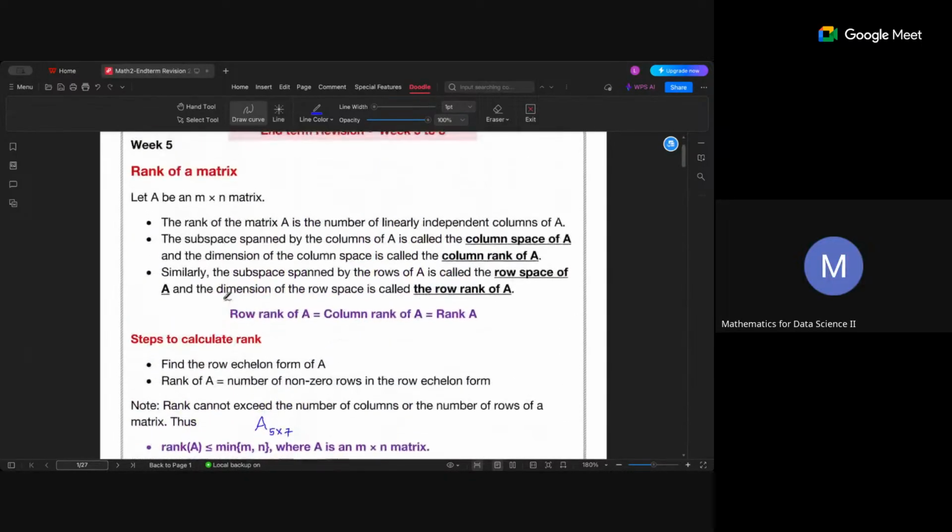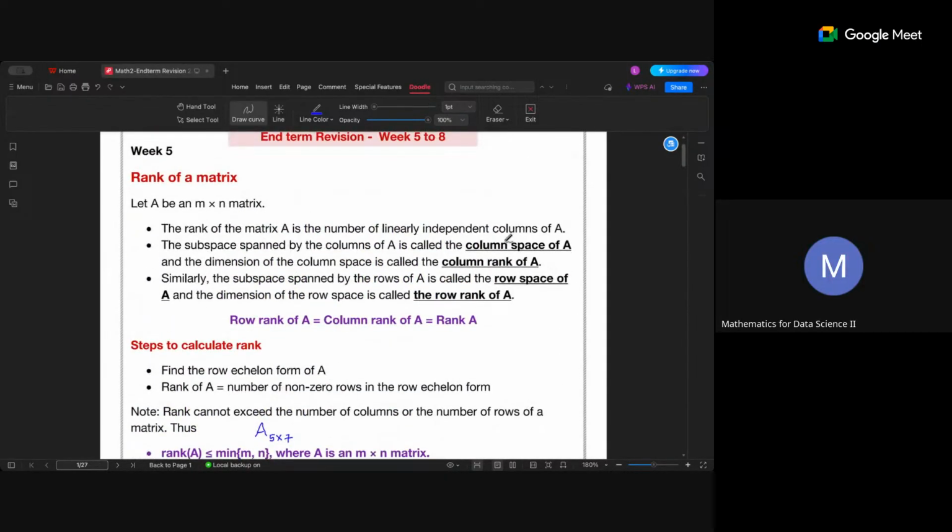I have already warned you in the previous session, in the live session as well: please don't confuse the number of linearly independent columns or rows with the independent variable concept. The independent variable concept is completely different from linearly independent rows or columns.